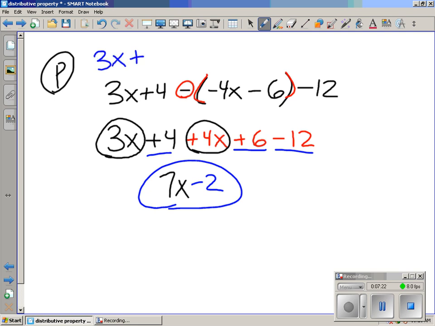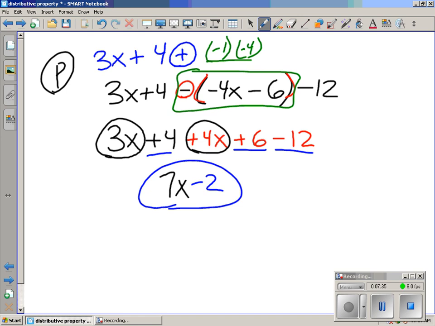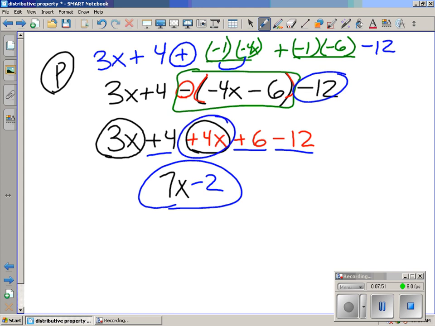You'd write 3x plus 4 plus, this signifies the start of the distributive property section. Then in the distributive property section, you'd have -1 times -4x, and you'd have -1 times a -6, and then you'd have a -12 at the very end. And you'll notice that -1 times -4x gives you the 4x that we had originally. The -1 times the -6 gives us the 6. So there's two different ways to think about this problem. Either way, you get the same result.